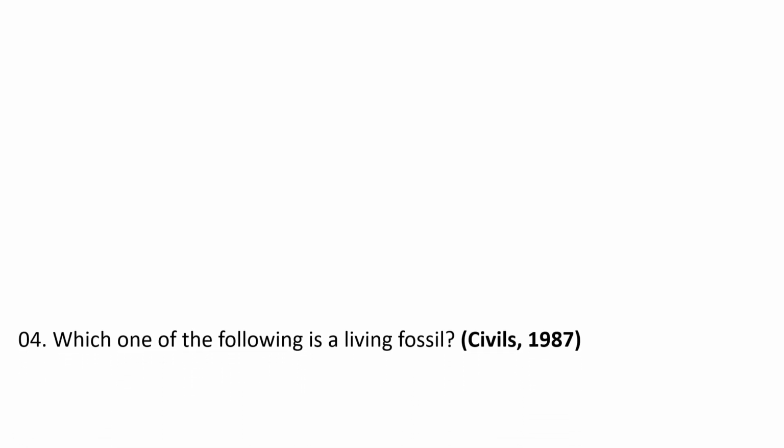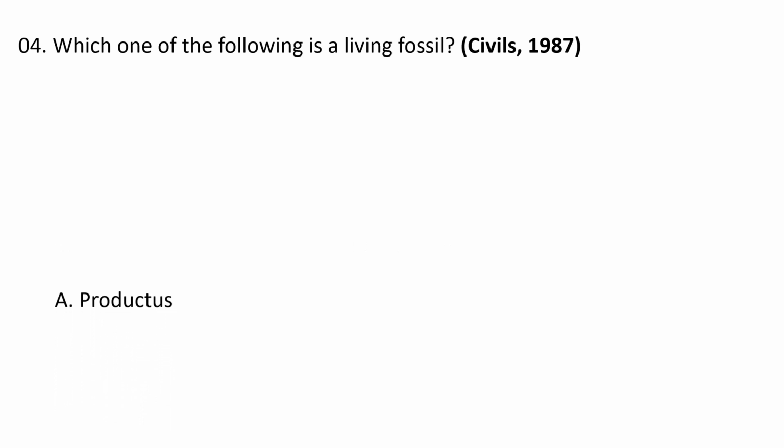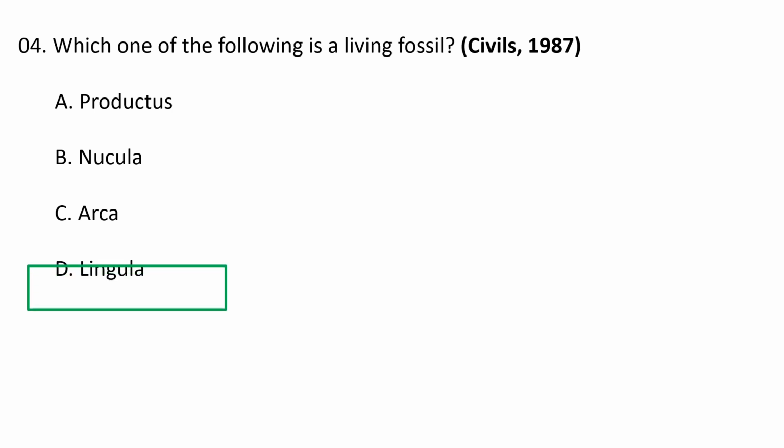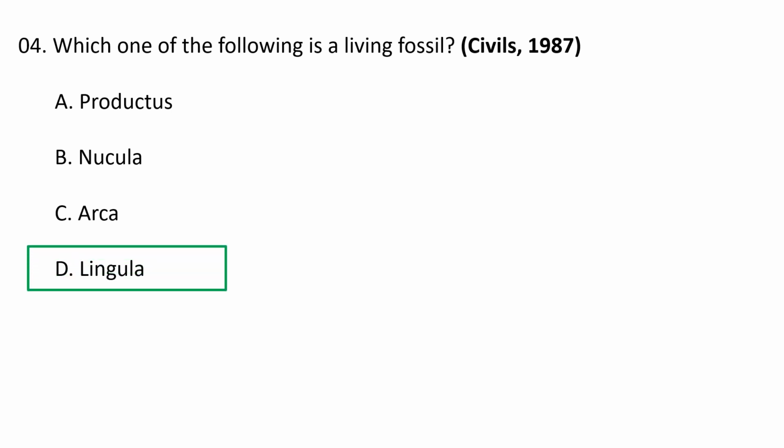Next question. Which one of the following is a living fossil? A. Productus, B. Locula, C. Arca, D. Lingula. So the correct answer is D. Lingula. The lampshell Lingula is a genus of brachiopod that appears to have remained essentially unchanged since the Ordovician period, somewhere around 450 million years ago. It is considered a living fossil. D. Lingula is the correct answer.